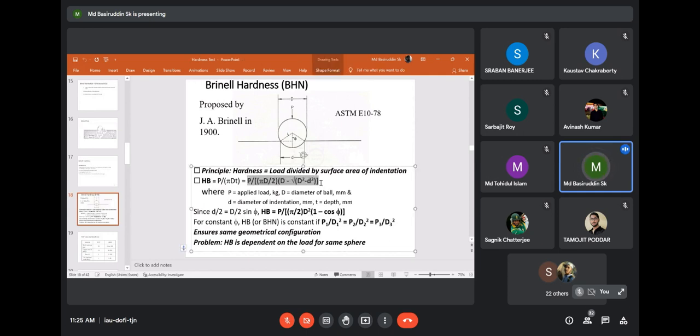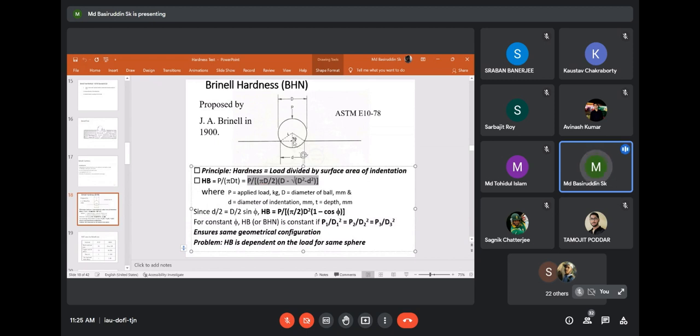You can simplify these shaded equations in terms of cos phi. How can we do that? If you see this particular geometry, the indentation geometry, then you will find that this indentation has certain relations with the angle of indentation. That is phi.